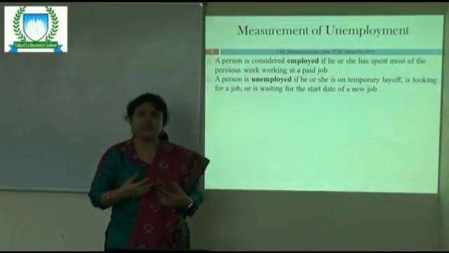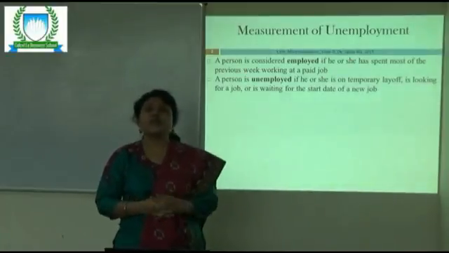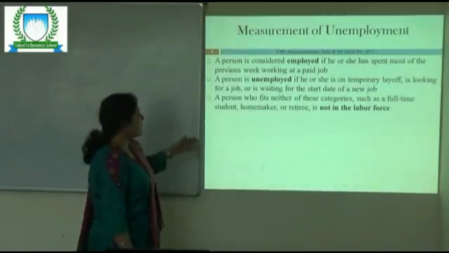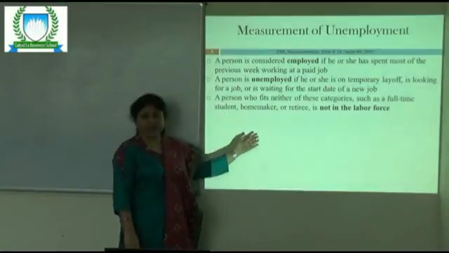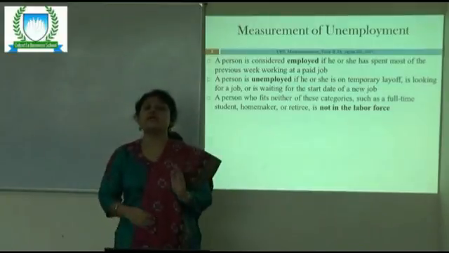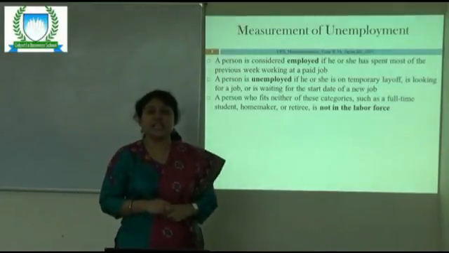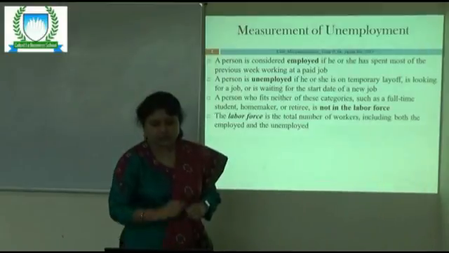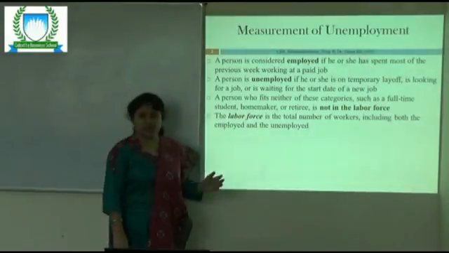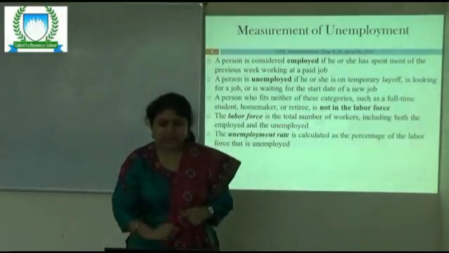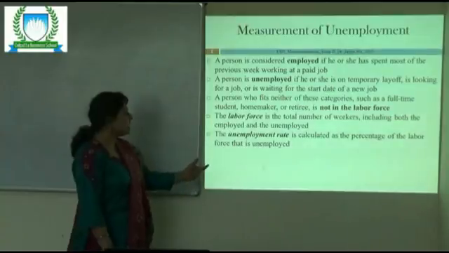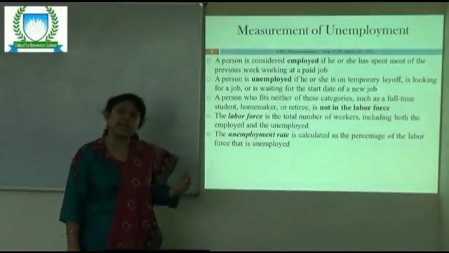Those who are looking for a job but are not getting one, we consider those persons to be unemployed. These full-time students, homemakers or retirees will come under not in the labor force. We are not considering those persons in the labor force itself. The labor force consists of the total number of workers, including both the employed and the unemployed. And we measure the unemployment rate as the percentage of the labor force that is unemployed.